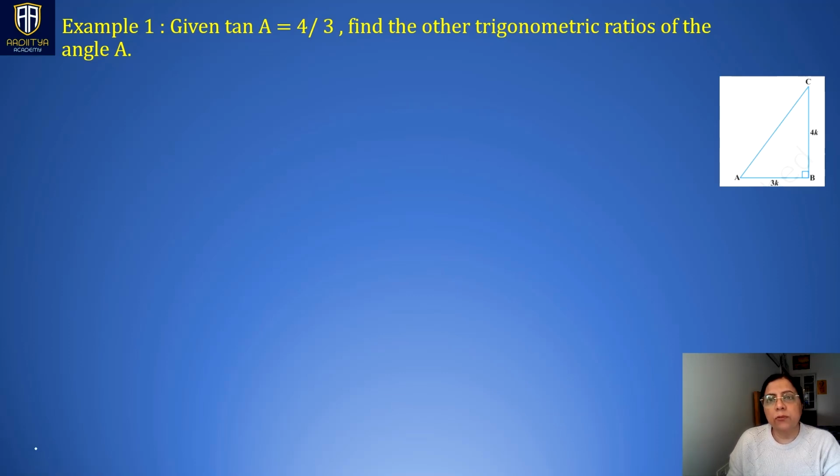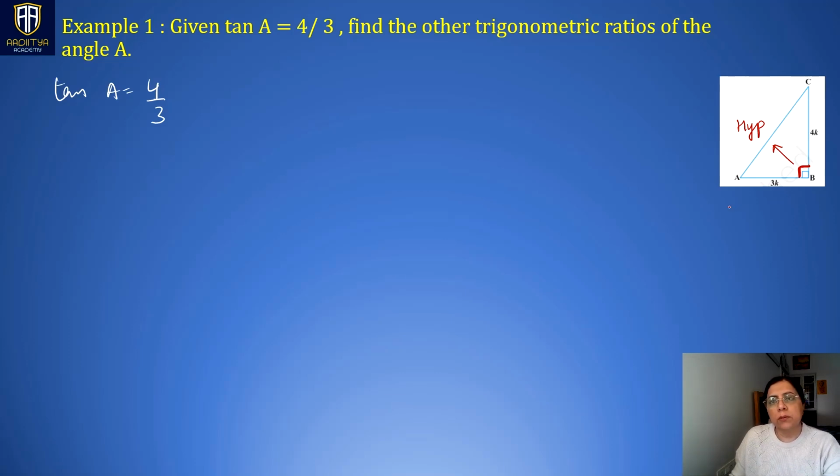Now let us try a few examples over this. This is given: tangent of A is 4 by 3. Tan A is 4 by 3. Find the trigonometric ratios of angle A. Okay, now in this figure, first of all, we have to mark them as perpendicular, base, or hypotenuse. In this figure, angle B is 90 degrees. So what you can say is, this is hypotenuse, right? Side opposite to the 90 degree angle is called hypotenuse.